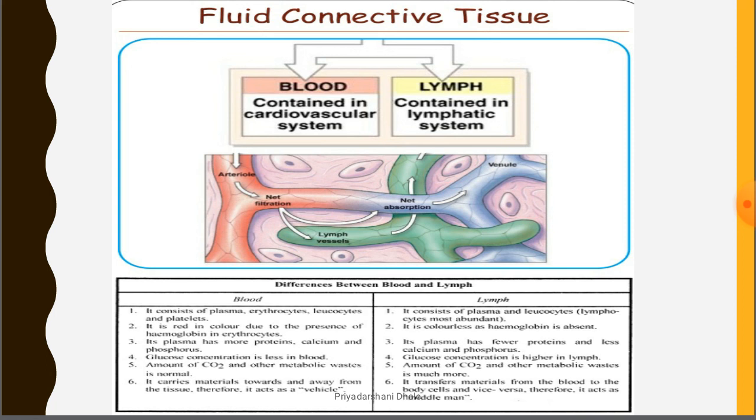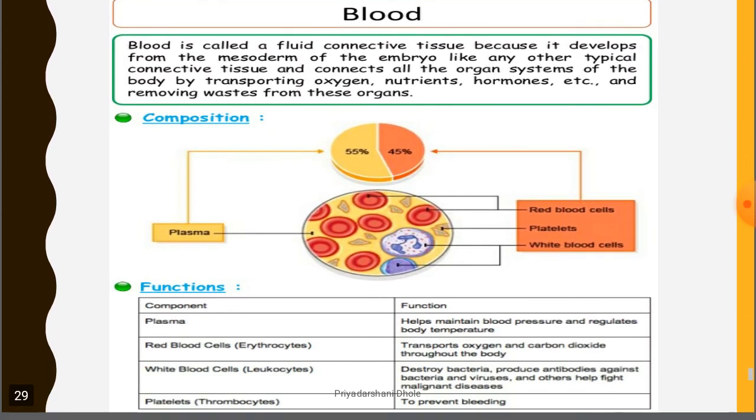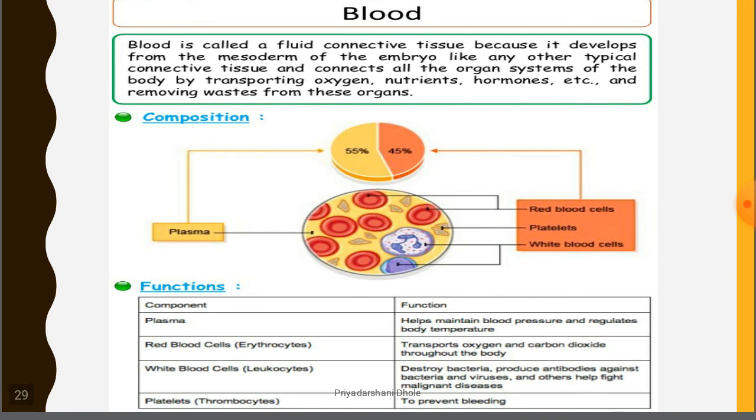These are the two types of fluid connective tissue: blood and lymph. Now, blood is called a fluid connective tissue because it develops from the mesoderm of the embryo, like any other typical connective tissues, and it connects all the organ systems of the body by transporting oxygen, nutrients, and hormones, and removing the waste from these organs.